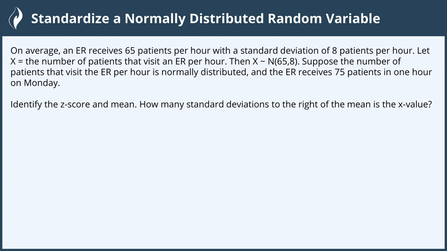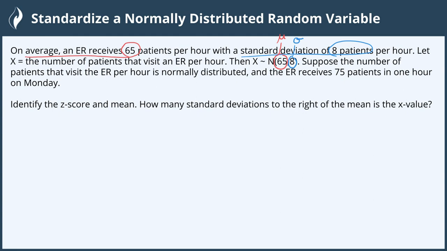The first thing we want to do is find the mean and standard deviation of our normally distributed random variable x, and we were given it several times in the introduction. We were told that on average, the ER receives 65 patients. We were also told in the notation where the normally distributed random variable x has a mean, or mu, of 65. We were also told that the standard deviation is 8 patients per hour, and right here in this notation as well, that the standard deviation is 8.